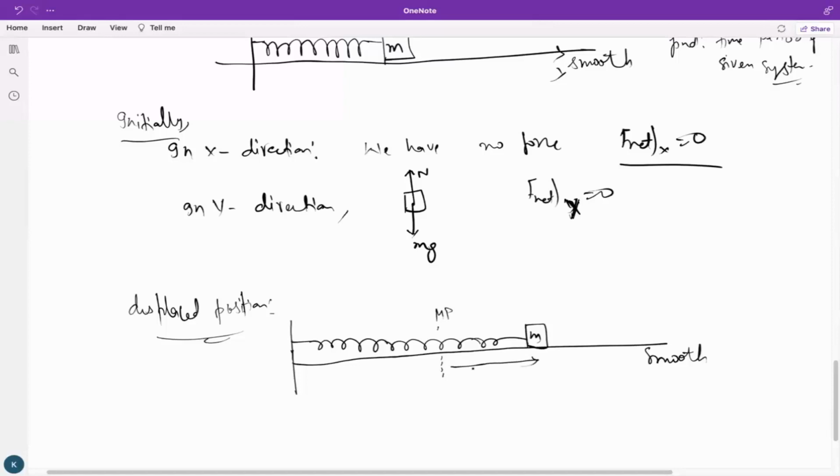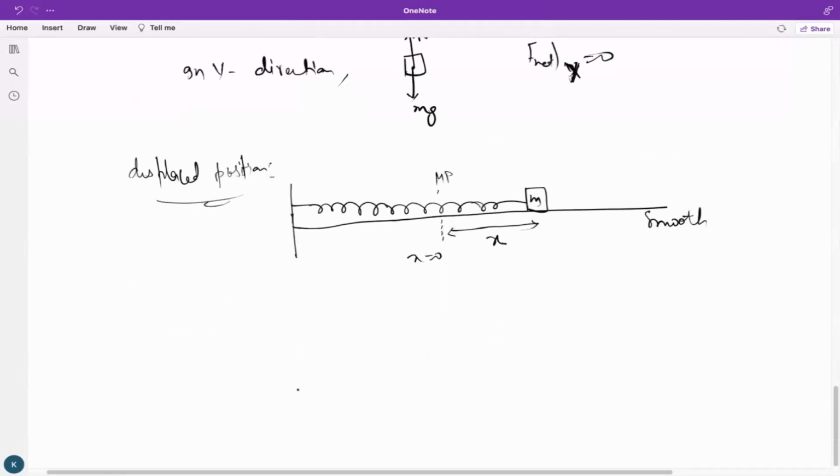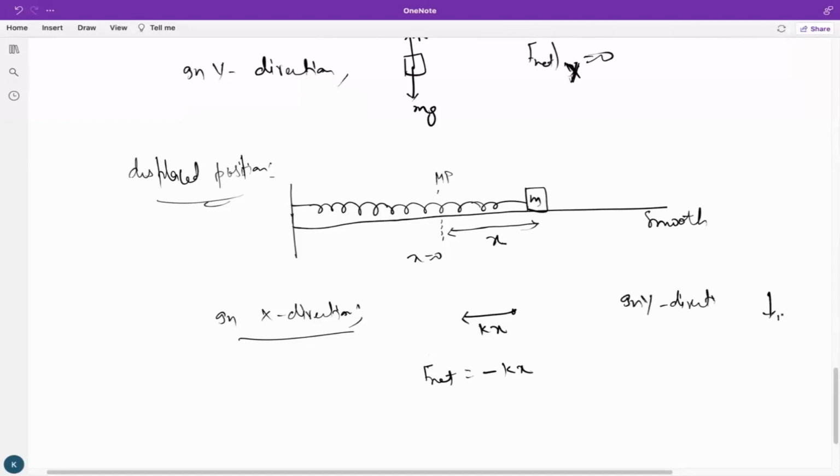So from the mean position, there is a displacement by x, in the positive direction, right? We call this x is equal to zero. Right now there is some force acting in the x direction, a force of kx, so F net is equal to minus kx. And in the y direction, there will be simply mg downward and normal upward, so F net in the y direction is still zero, right?